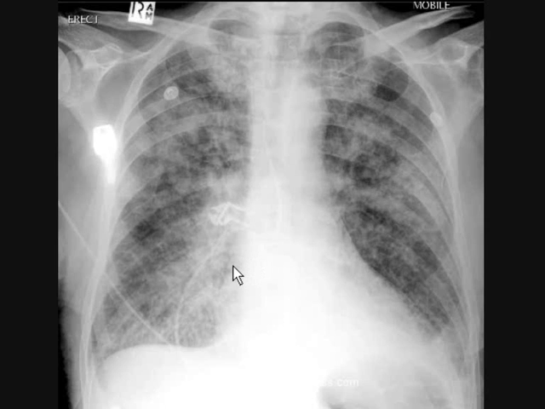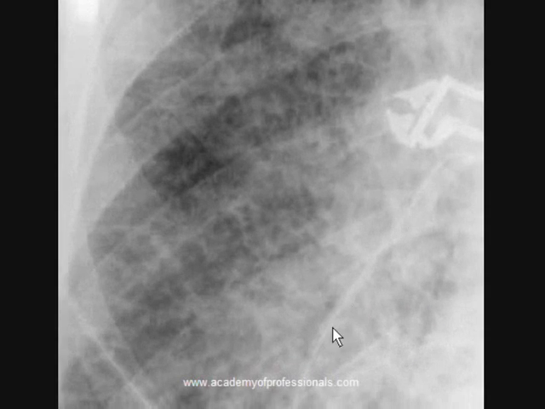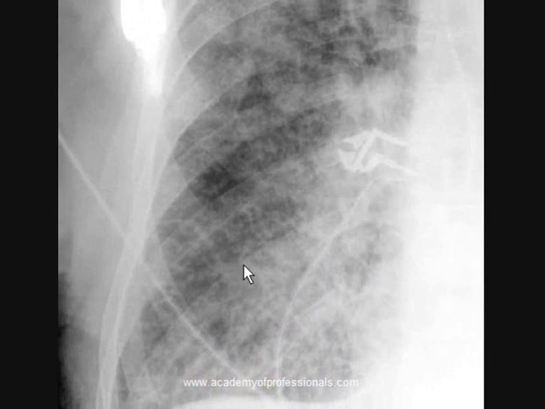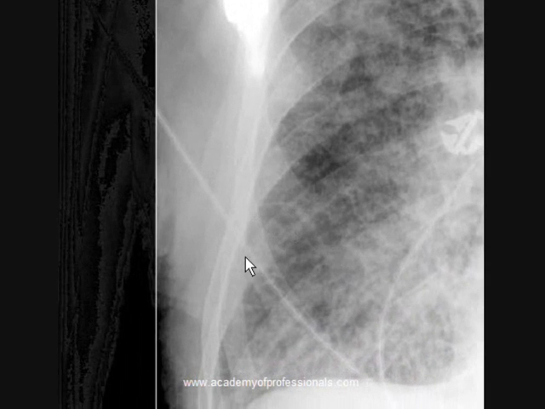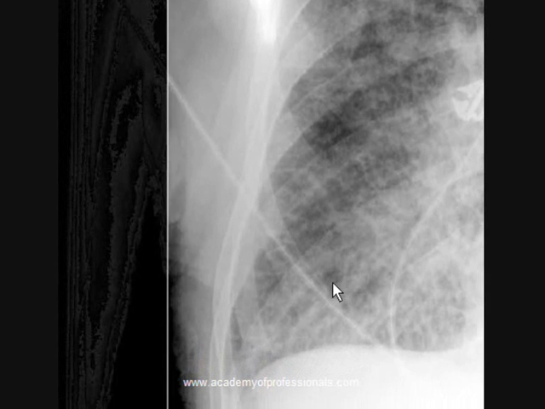Some of these lines are known as Kerley B lines that are always found in the bases, and they are horizontal lines, and they are nearly 2 centimeters long. So if you look at the lung base here, you can see some horizontal lines clearly, 1, 2, 3, 4 and 5. So these lines are known as Kerley B lines.